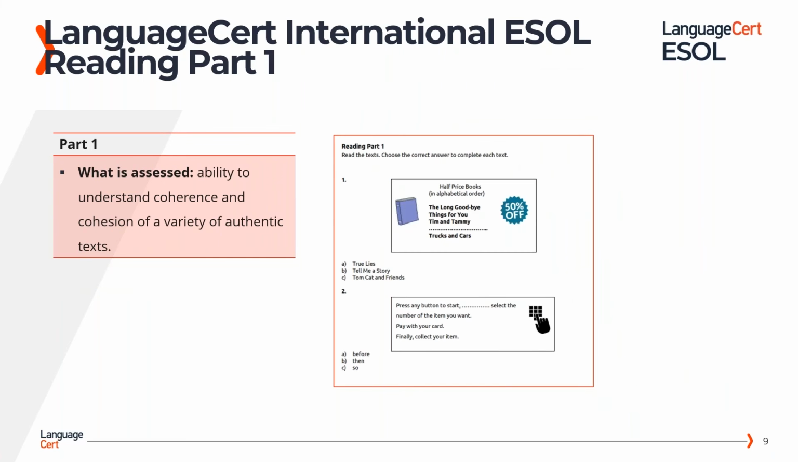Part 1 of the reading test aims at assessing the candidate's ability to understand coherence and cohesion of a variety of authentic texts. There will be 5 multiple-choice questions in this first part.